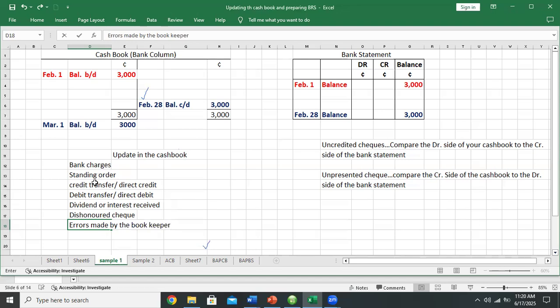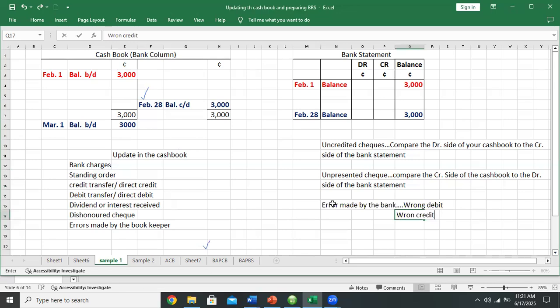So these 1, 2, 3, 4, 5, 6, 7, they are adjusted or updated in the cash book. And then this 1, 2, and the last one, which is error made by the bank. The bank also may make mistakes. Sometimes you go to a bank, the teller is so confused. You mention your account number, he types a different number, right? So the bank can also make errors. Most of their errors are either they wrongly debit the account or they wrongly credit the account. So we call it wrong debit and wrong credits.